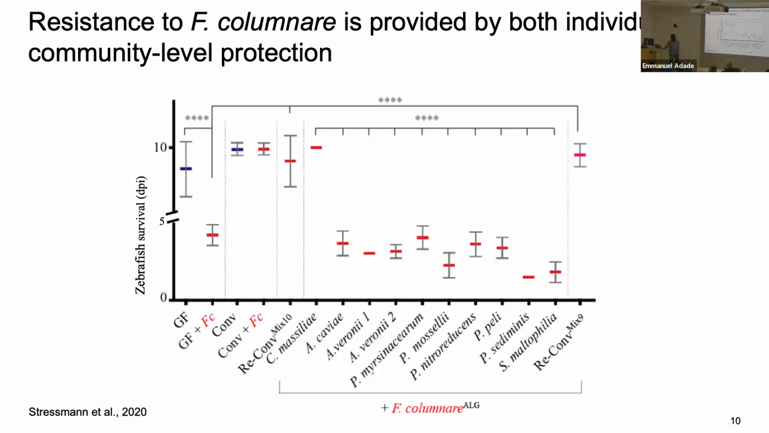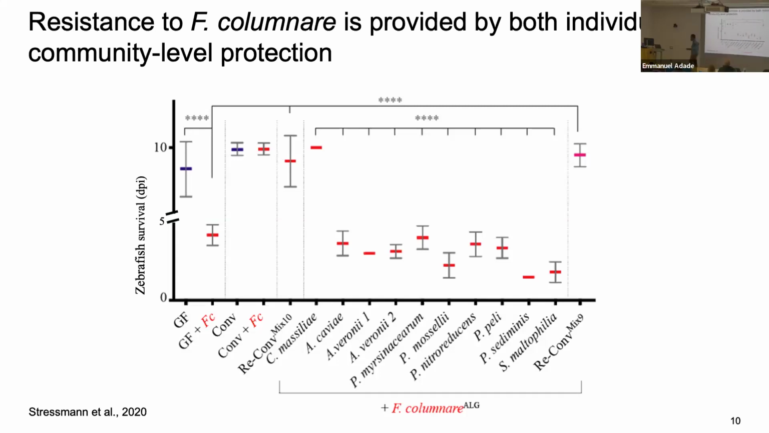The birth of my work started with this preliminary observation, and I want you to take a critical look at this data. GF is germ-free and FC is a pathogen, F. pulmonari, a Frischmann pathogen. When you treat germ-free animals with the pathogen, they rapidly succumb to the infection and start dying. In the conventional zebrafish, there's protection with the pathogen. If you generate a mixed 10 model that has 10 bacteria from the conventional zebrafish, you are able to restore protection against the infection. But if you generate monoassociated versions of these, you lose protection, except for Chryseobacterium. But if you pool the other 9 together, you're able to restore protection.